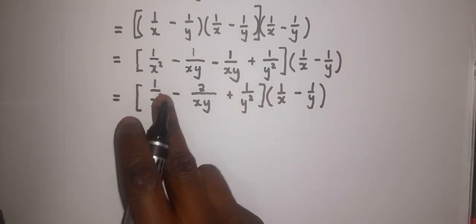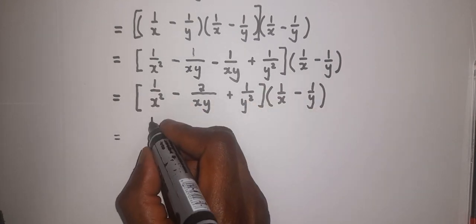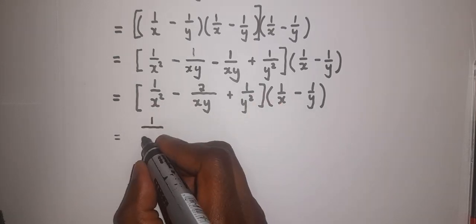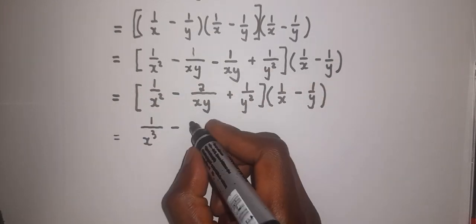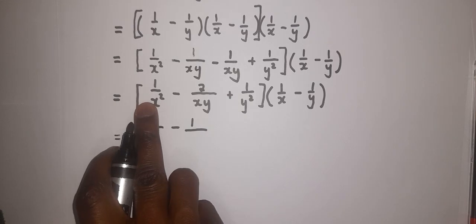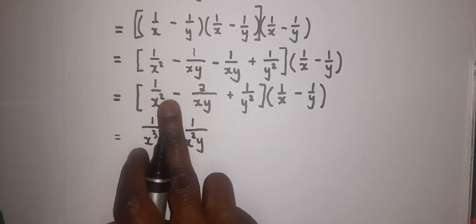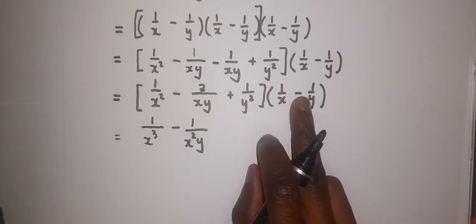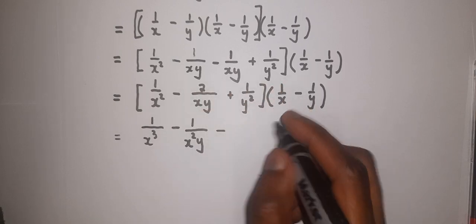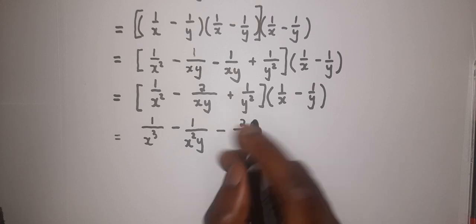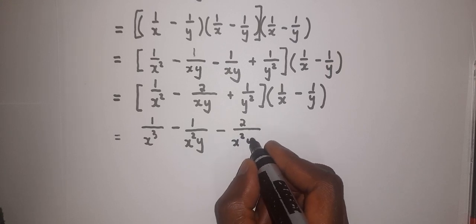Again, this by that, this by that. So we'll have positive, positive, positive, 1 times 1, a 1, divided by x squared times x, giving us x cubed. Then positive times a negative, 1 times a 1, it's a 1, divided by x squared times y, we get x squared y. We do the same with every term in the second bracket. We have a negative times this positive, giving us a negative. 2 times a 1, we get a 2, divided by xy times x, we'll have x squared y.